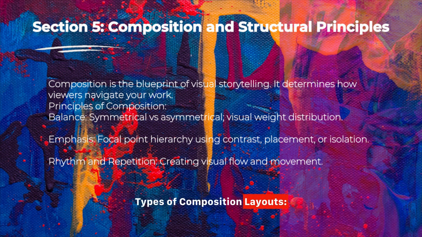Types of composition layouts. Rule of thirds, divide canvas into a 3x3 grid. Focal point falls on intersections. Golden ratio, a mathematical balance, 1 to 1.618, used by Da Vinci. Radial composition, elements radiate from a central point. S-curve or leading line guides the eye through the scene.